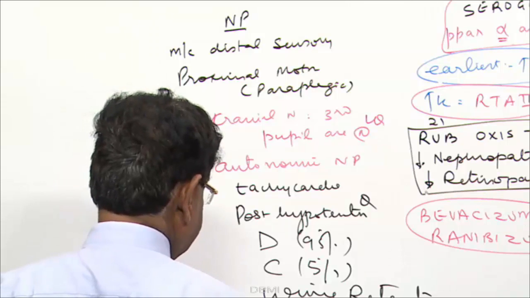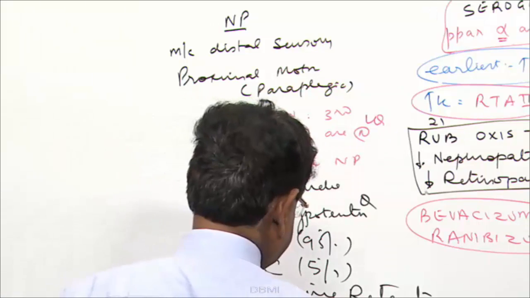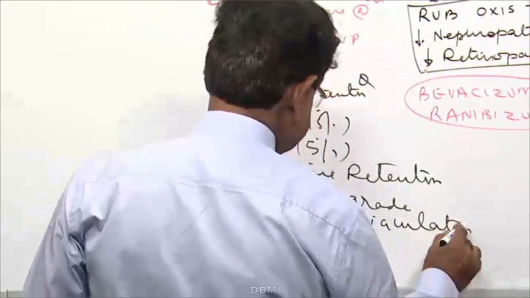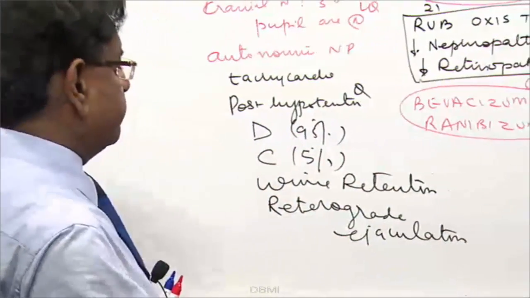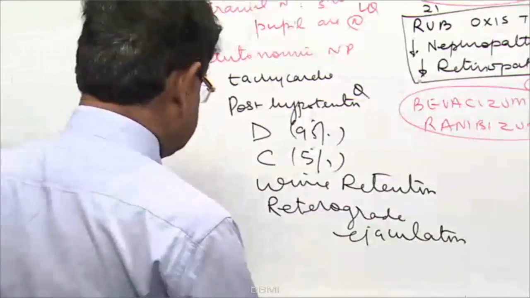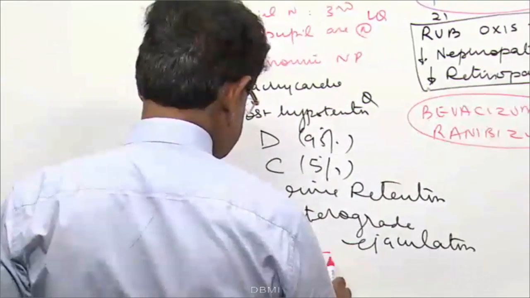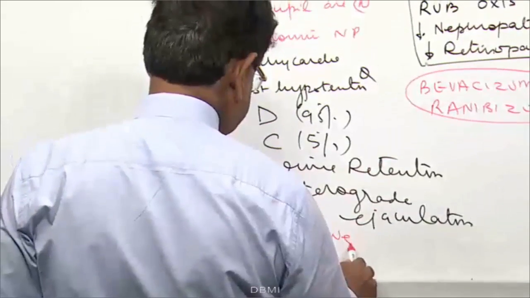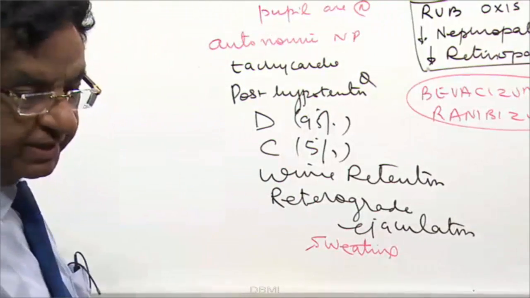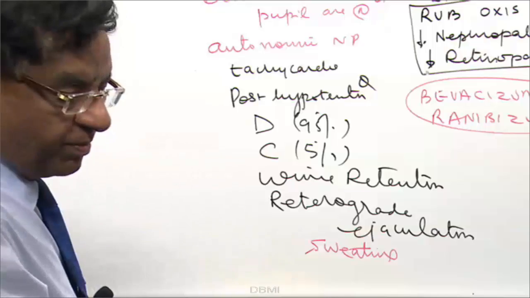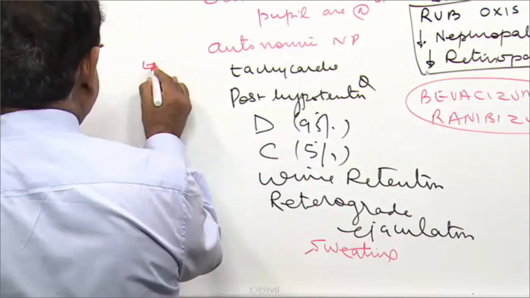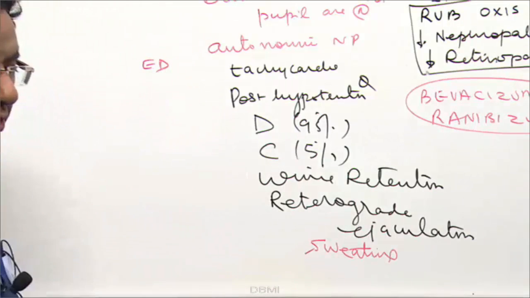Retrograde ejaculation in males. Retrograde ejaculation in males is the problem in these patients. Okay. Altered sweating response may be altered sweating. So all these are autonomic neuropathy, and of course erectile dysfunction is a big problem again due to autonomic neuropathy.